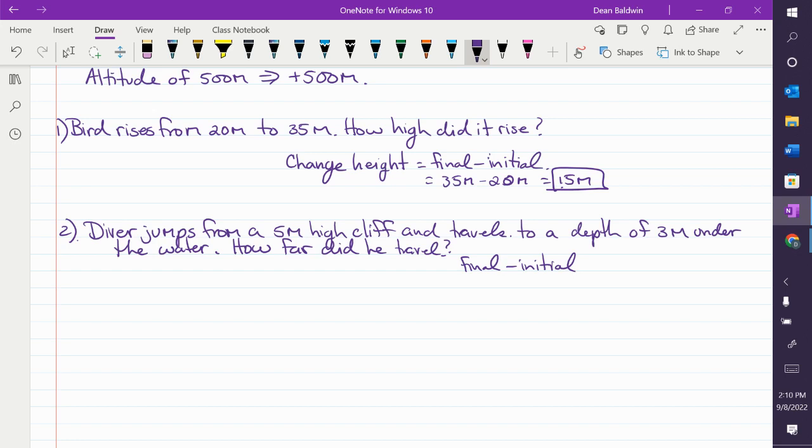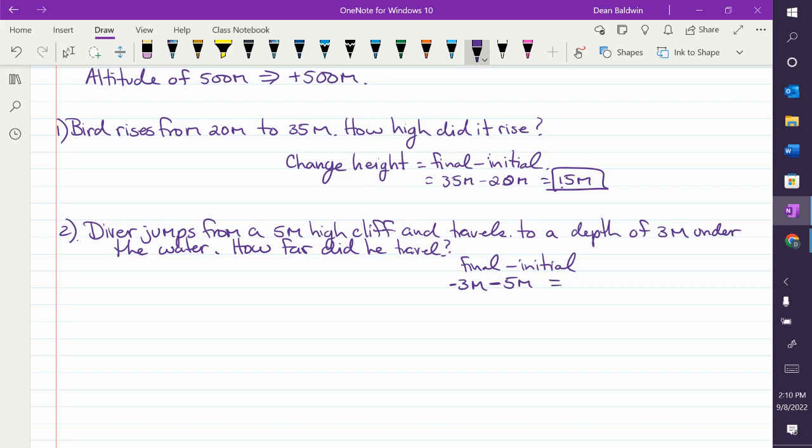So let's read the question again. He jumps from 5 meters. He's up 5 meters high. He jumps. What's his final depth? His final depth is 3 meters, right? So his final depth is 3 meters. Is that a positive or a negative number? It's negative, right? So it's negative 3 meters. What's his initial height? 5 meters. Minus 5 meters. What's negative 3 minus 5?